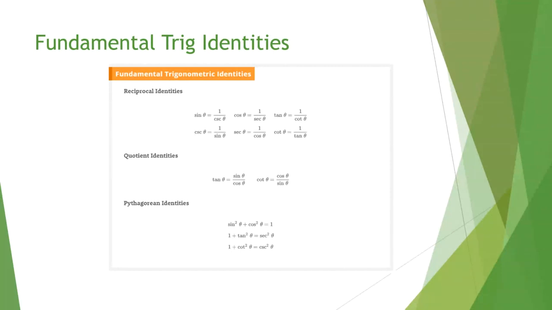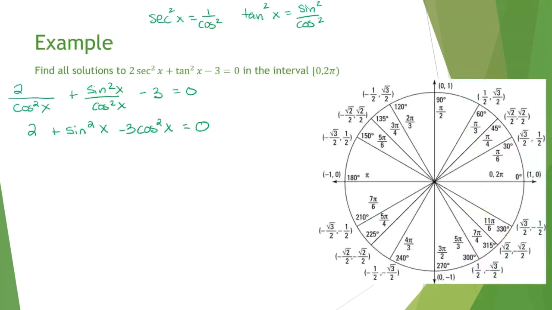We can't use the Pythagorean identity there. 1 plus tangent squared, 1 plus cotangent. What we could do is maybe solve the Pythagorean identity and say sine squared is 1 minus cosine squared. So we could try to see where that takes us. Let's just convert sine. So that would be 2 plus, and then sine squared is 1 minus cosine squared x, minus 3 cosine squared x equals 0.